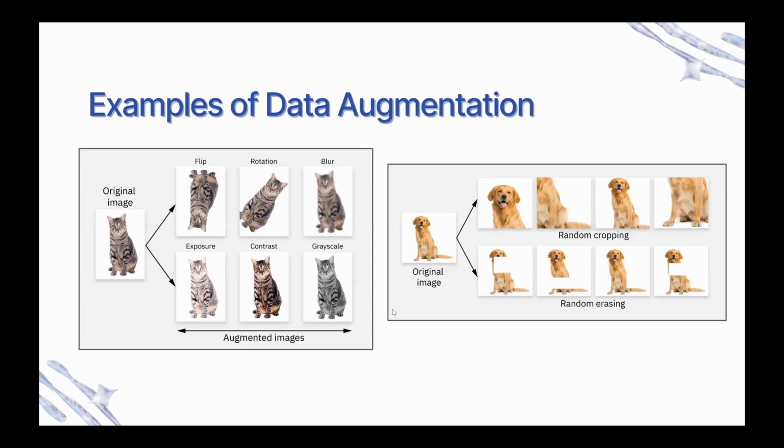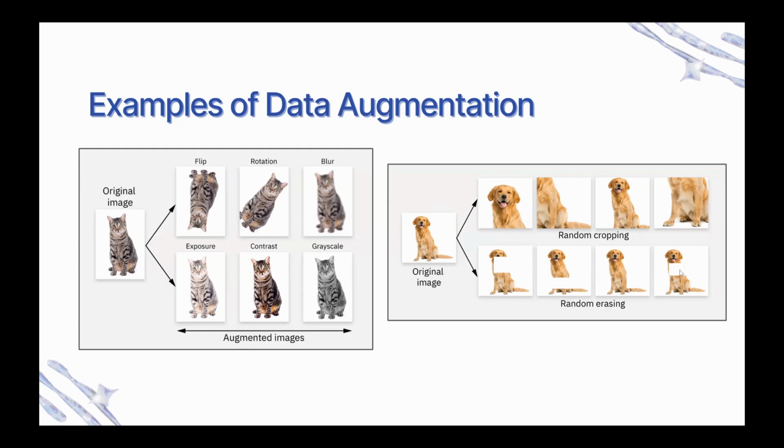So here we go. Here are some examples of data augmentation. If you have the original image here, you can flip it, you can rotate it, you can blur it, you can increase the exposure, you can increase the contrast, you can make the image grayscale. Or if you have this image, you can zoom in to its head, to its body. You can zoom out. You can zoom into its feet, or you can crop out part of it, part of the dog's face, body, tail, neck, etc.